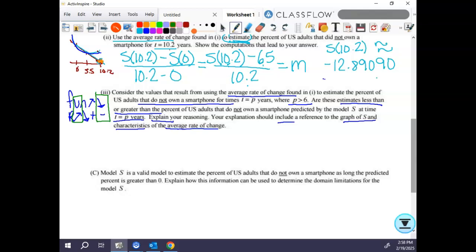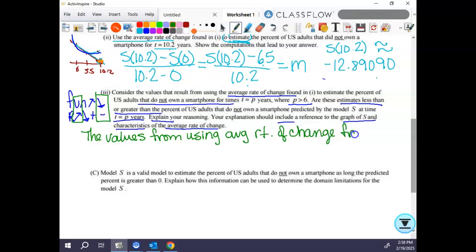So I will say the values from using average rate of change from 1 will be less than actual values of S. Okay, so I can say that, but then I'm going to have to say why.